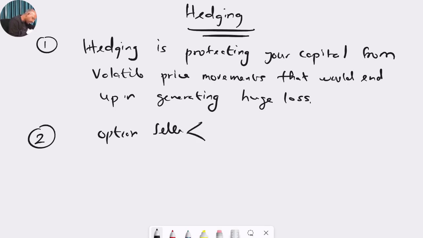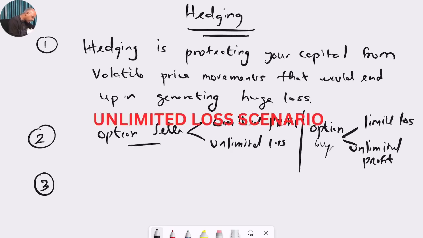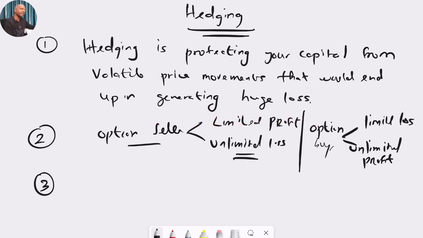So let's say in our case, option seller will have limited profit and unlimited loss, correct? An option buyer has a limited loss but unlimited profit. Now, when an option seller takes a sell position which generates an unlimited loss scenario, it is always risky, right? So, an option seller will always hedge his position with an alternate option which will generate unlimited profit, right?